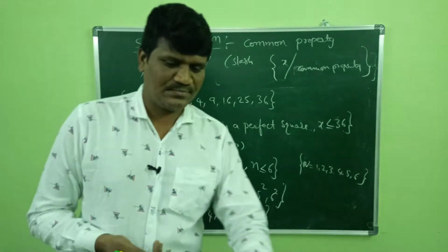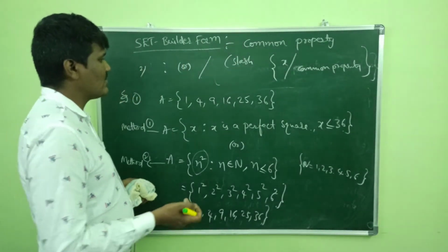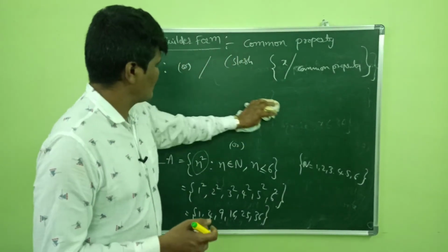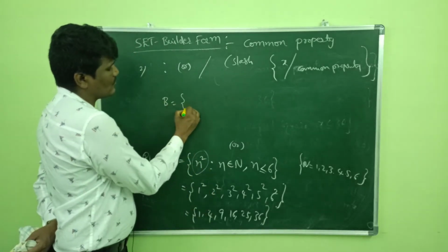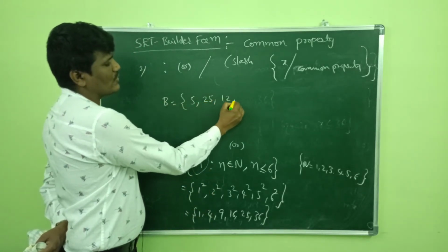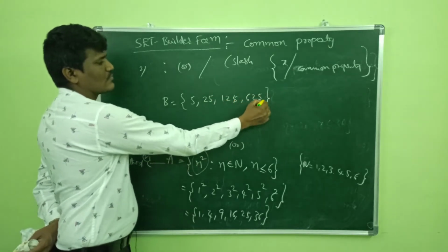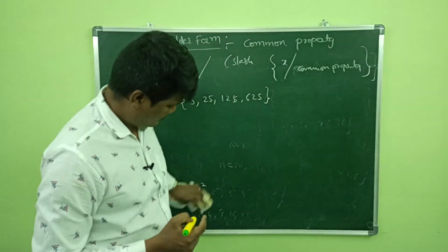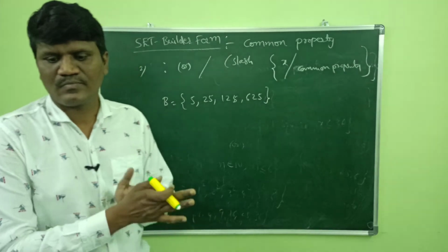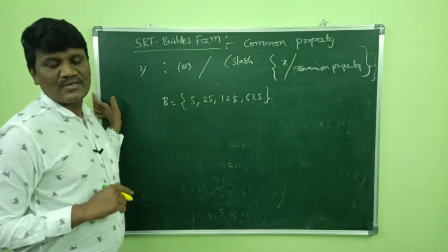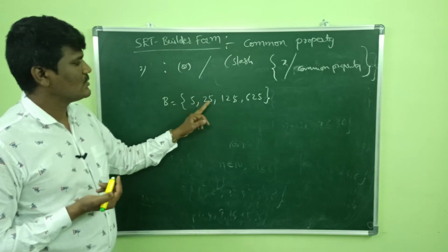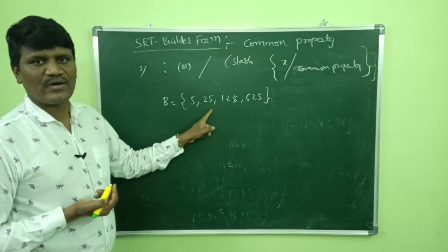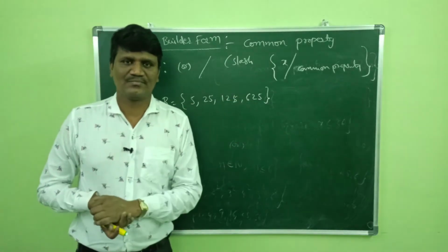So the example is, suppose I have B is equal to 5, 25, 125, 625. How to write the set builder form of this? Just observe here. 5, this is 25, 125, 625. That means 5 power 1, 5 power 2, 5 power 3, 5 power 4.